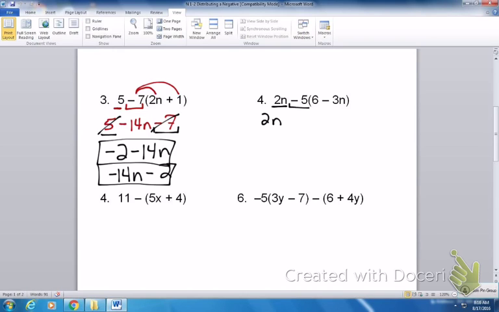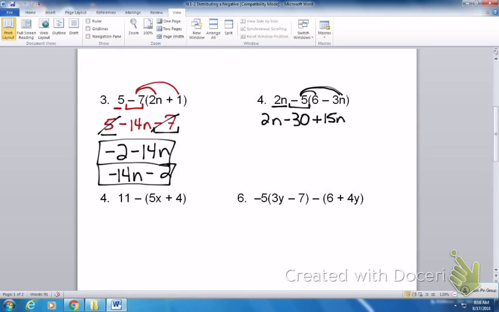Now, again, I have a negative number sitting out here that I need to distribute over my parentheses. So first, I have negative 5 times 6, which is minus 30. I have negative 5 times negative 3n. Well, a negative times a negative is going to be positive, so I have 5 times 3 is 15n.